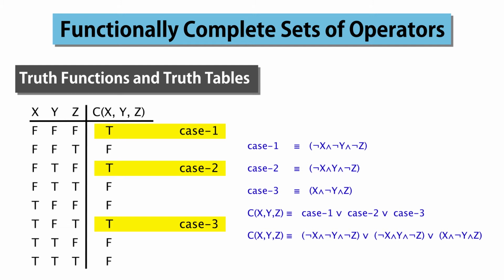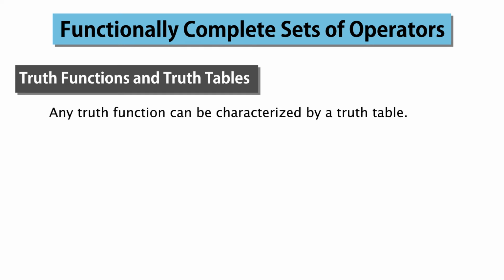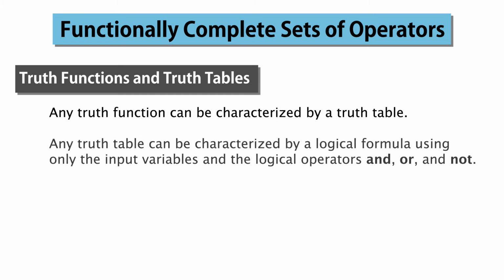It's pretty easy to see that one could generalize this process to take any truth table and generate a logical formula that describes the same truth function. The number of inputs wouldn't matter. But by construction, this process always yields a logical expression that only uses the connectives AND, OR, and NOT. So what we've shown is that any truth function can be characterized by a truth table, and that any truth table can be characterized by a logical formula using only the input variables and the logical operators AND, OR, and NOT.